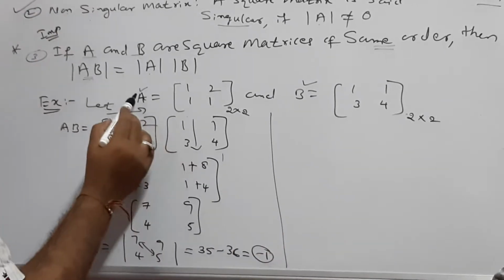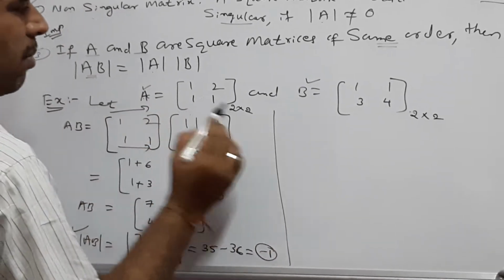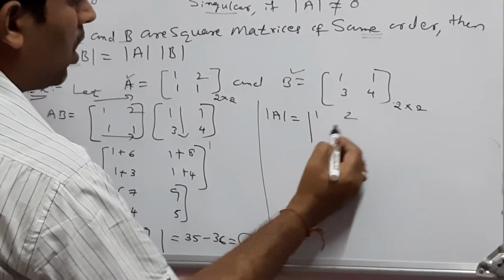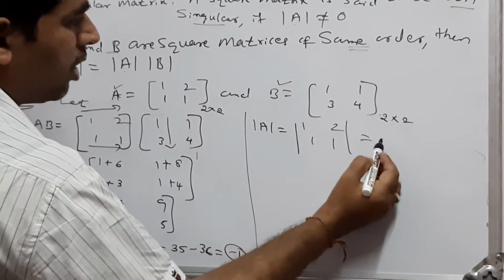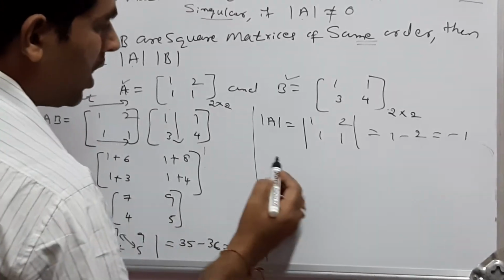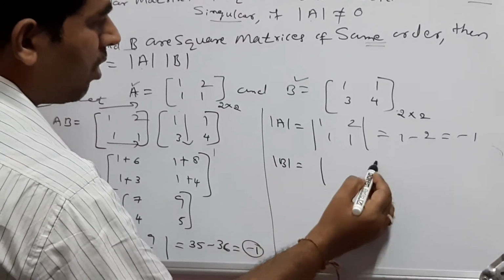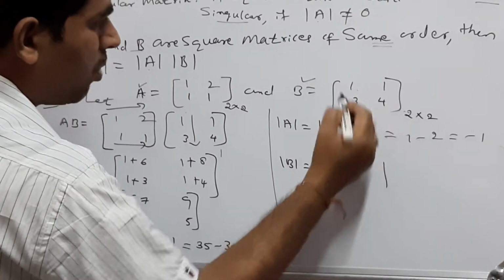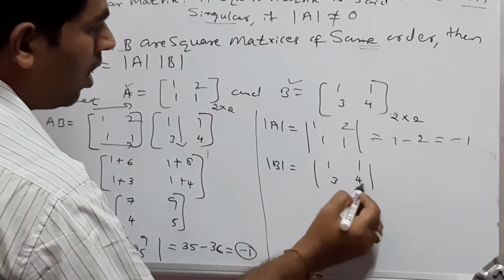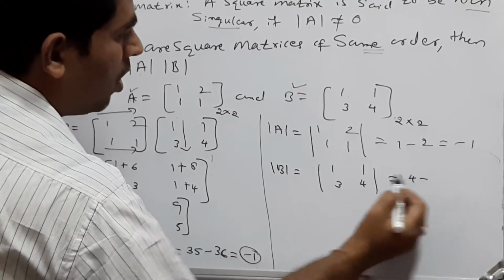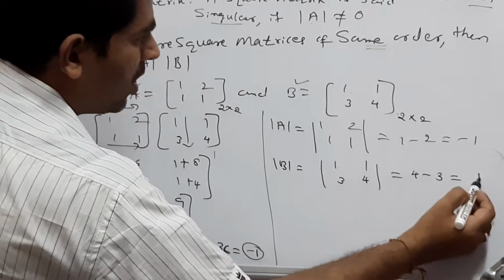So now let us work out this. Determinant of A, so A is a square matrix. So the corresponding determinant is the determinant of 1 2 1 1. So I will write the product 1 minus 2, that will be what? Minus 1. Then determinant of B. So determinant of B is, I am considering the determinant corresponding to this matrix 1 1 3 4. So I will multiply the elements here. 1 into 4, 4, 3 into 1, that is 3. 4 minus 3 is 1.